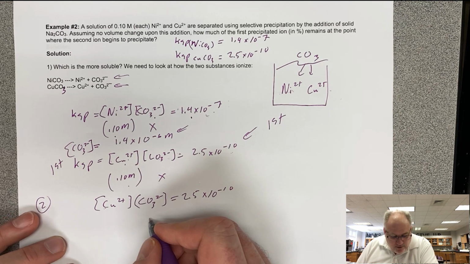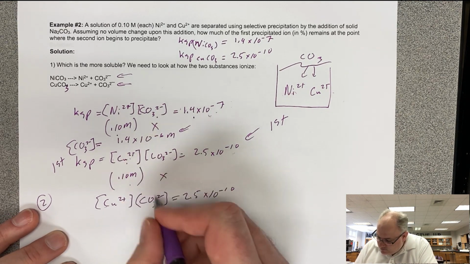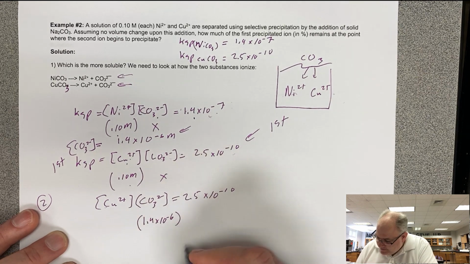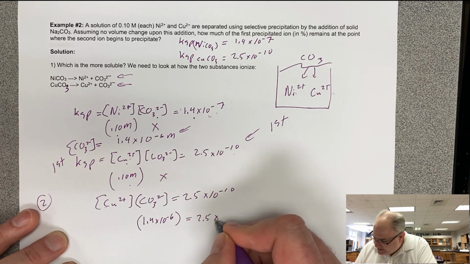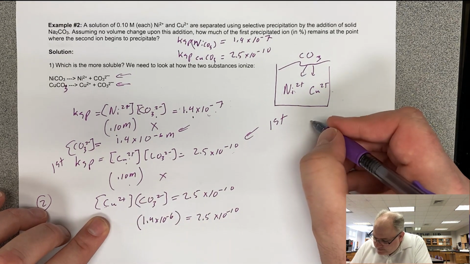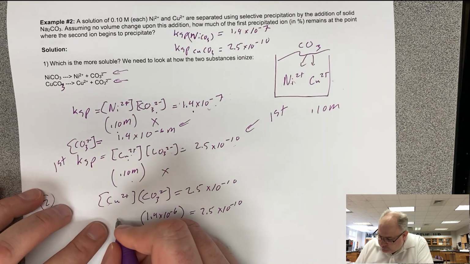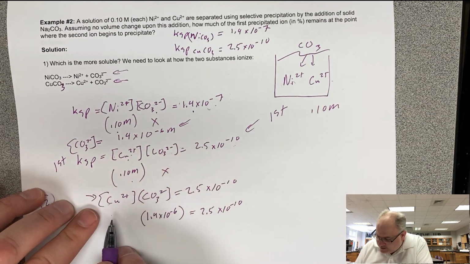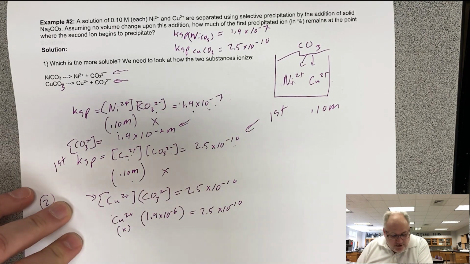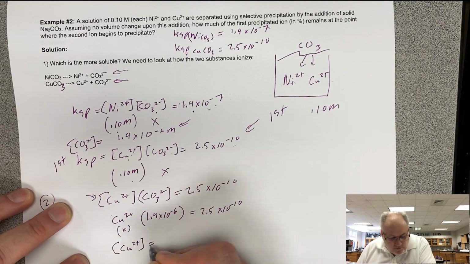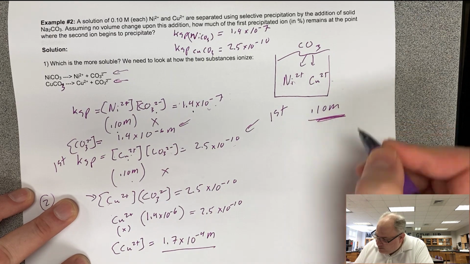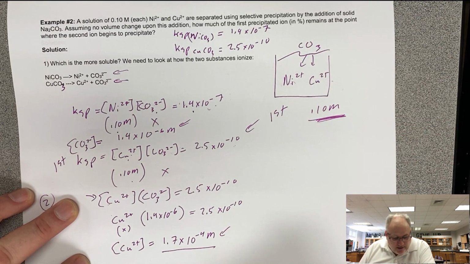And if I plug in my value here for the original 1.4 times 10 to the negative 6, this is when the second thing starts to precipitate. And I know my 2.5 times 10 to the negative 10 is my KSP value. I know that my Cu2+, which originally was 0.10 molar, cannot be that. So I can solve for Cu2+, or X. And when I do that, I get, so clearly we've gotten from here, 0.10 to 1.7 times 10 to the negative 4.